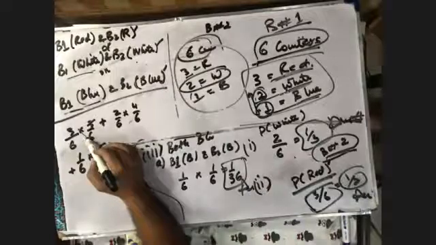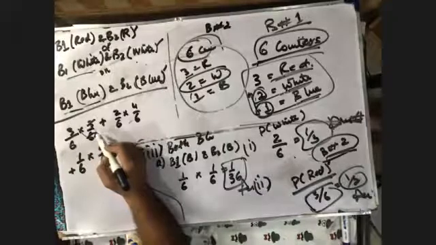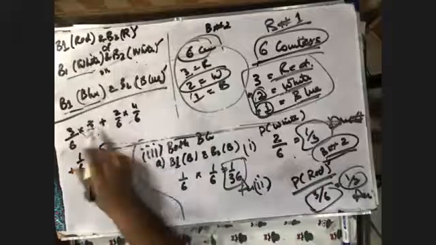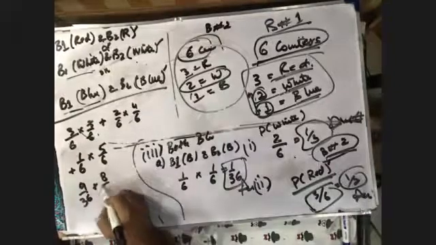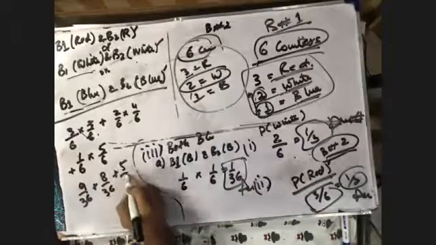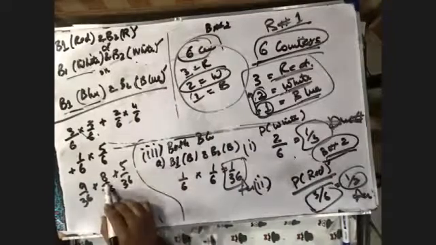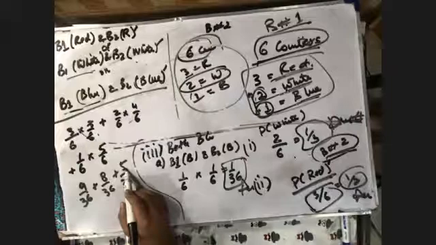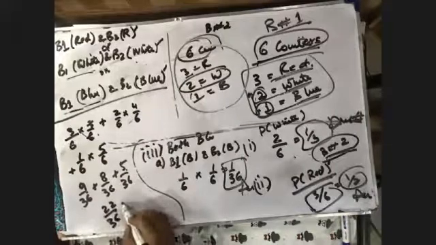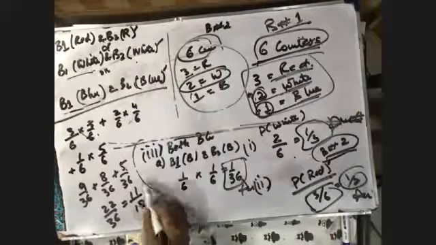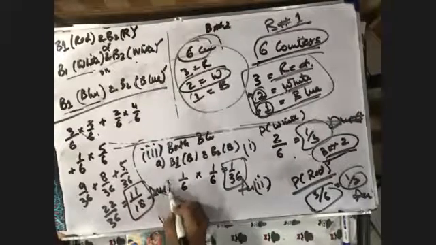3 ones are 3, 3 twos are 6. Okay, easy way of doing this is 9 out of 36 plus 8 out of 36 plus 5 out of 36. 9 and 8 is 17. 17 and 5 is 22. 22 out of 36, 11 out of 18. Congratulations. That's the answer.